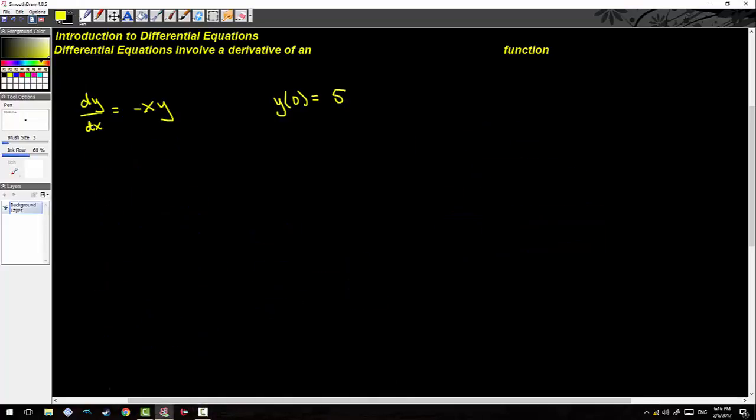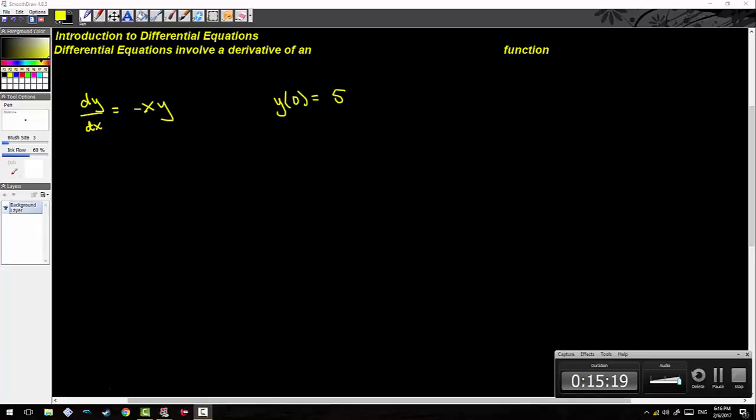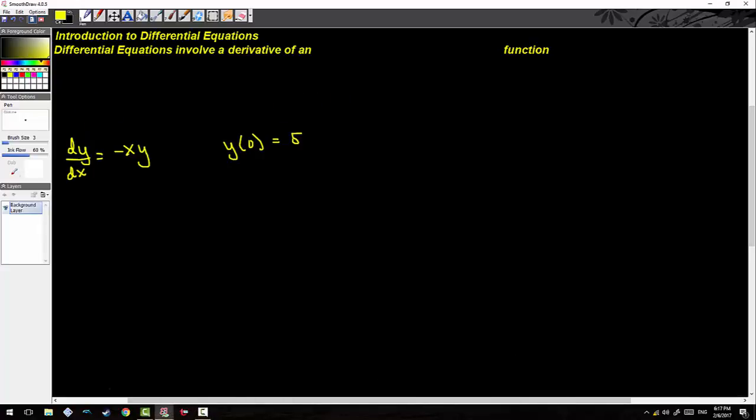And for the grand finale, let's go ahead and combine some of these special skills that we've learned over our long career together. So I've got dy dx equaling negative xy with the initial condition y of 0 is equal to 5. So it's an initial value problem involving a differential equation.